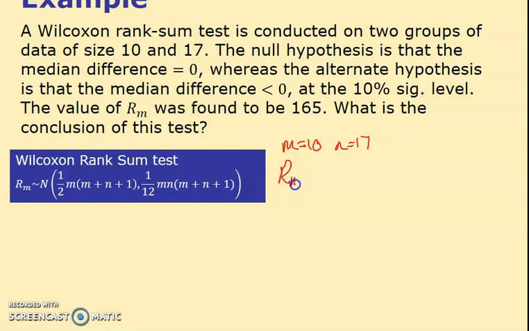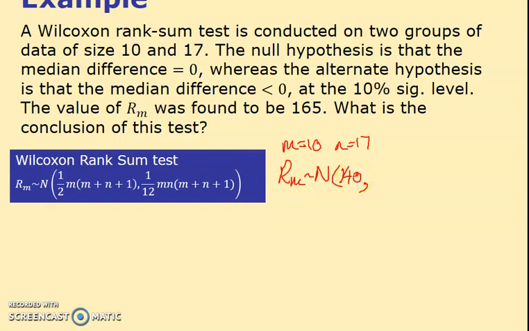Well, let's find out what we would have expected it to be. RM is normal. Using this formula for the mean, I've got it at 10 and 17. So it's a half of 10 times by 10 plus 17 plus 1 is 28. Is that right? 27, 28. Yes, it is. Oh, we're in the wrong mode. So let's do it again. A half of 10 times 28. And I've got 140, so I'd expect to get the RM value to be 140.